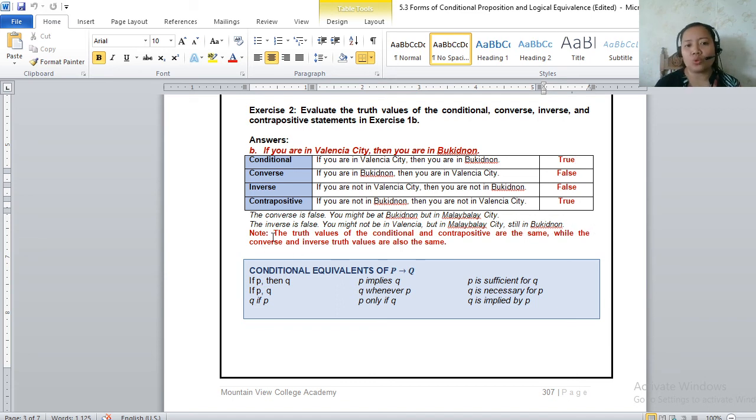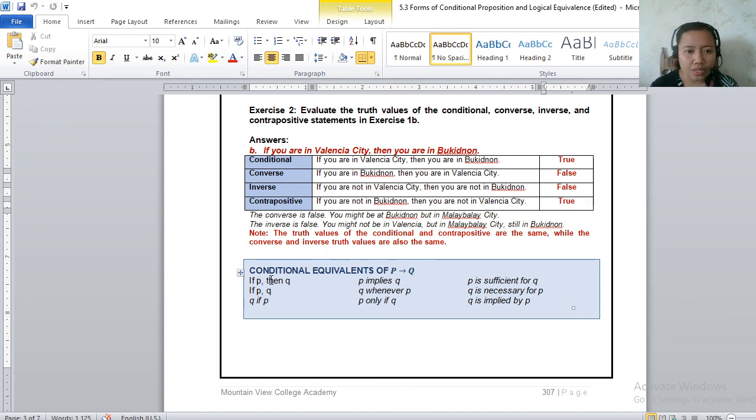You might not be in Valencia but in Malaybalay City, still in Bukidnon. Note the truth values of the conditional and contrapositive are the same, while the converse and inverse truth values are also the same.